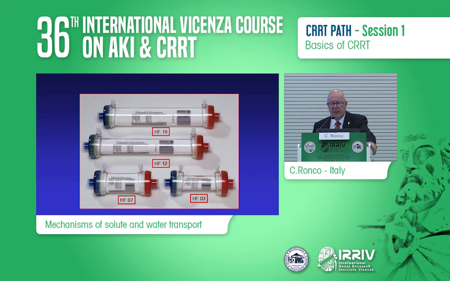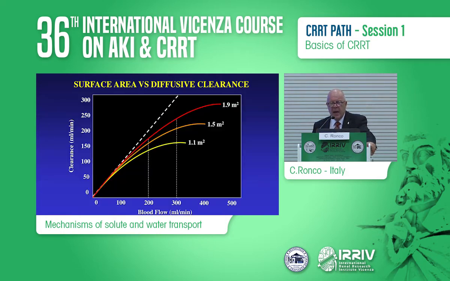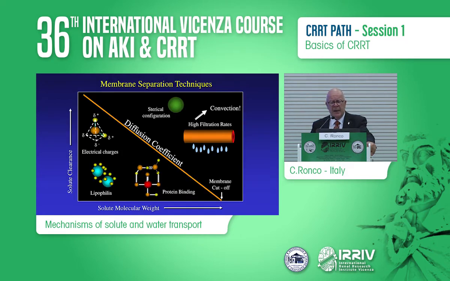So we have different filters with different characteristics, and we use different filters depending on what kind of blood flow we expect to have. There's no point in using a very large surface area filter if your blood flow does not exceed 200 mL per minute. You can only exploit the capacity of a large filter if you go up with blood flow higher than 300 or 400. Also, diffusion coefficient and clearance, therefore, are expected to respond to a specific molecular weight criteria.